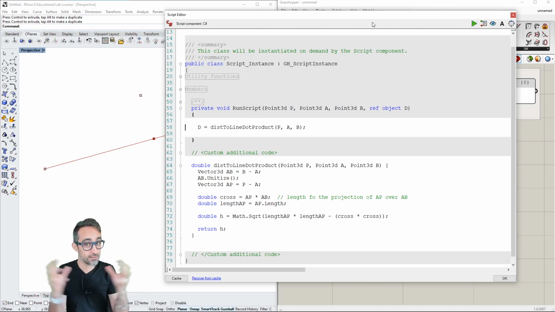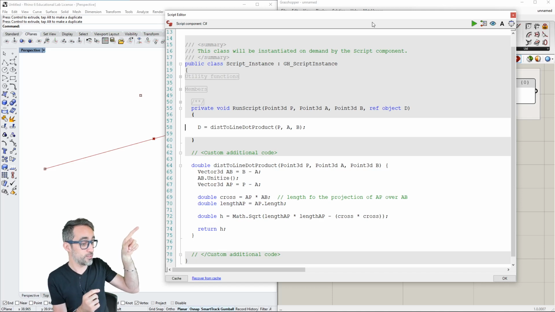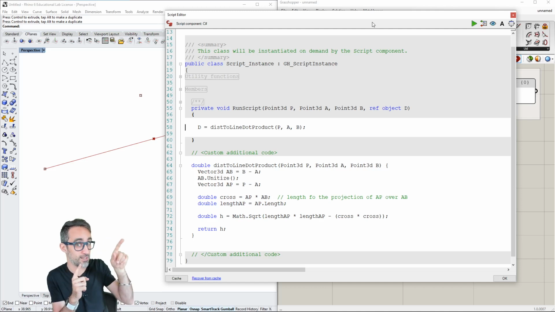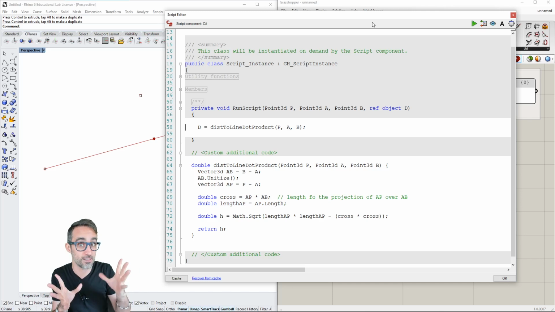I have packed this functionality into a function called distance to line, and I wrote dot product just because I'm going to do a different version of this, so I want to make sure that I know which version I'm using. This function takes three points, P, A, and B, and returns the distance between the straight projection of P over the line of AB. And then I can just use this function now to calculate this.